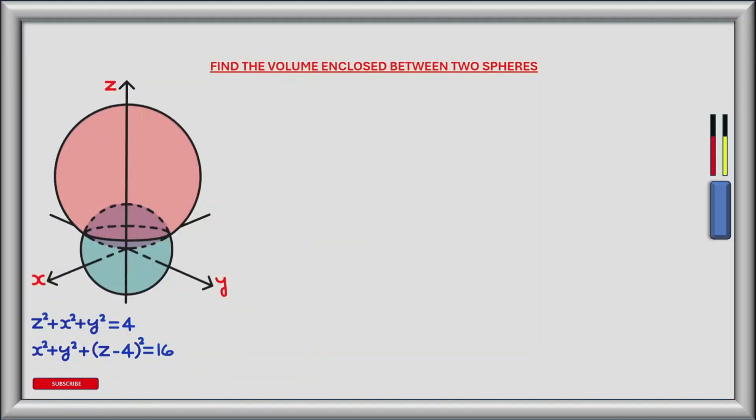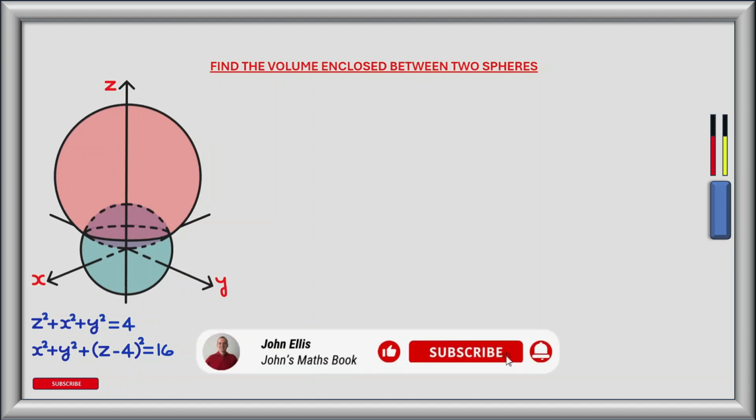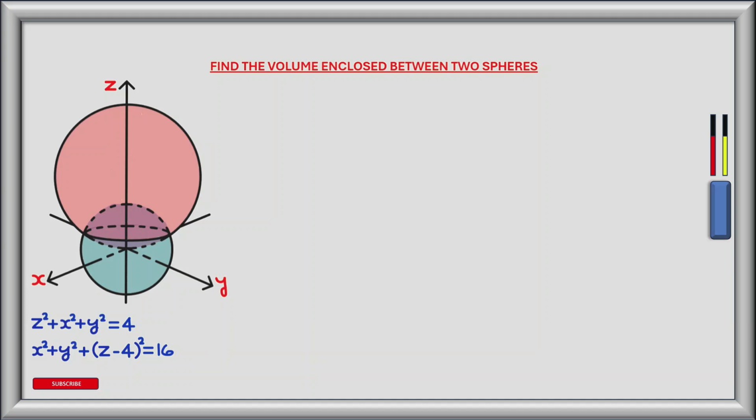Let's use triple integrals and cylindrical coordinates to find the volume enclosed between two spheres. In this example, one sphere is defined by the Cartesian equation x squared plus y squared plus (z minus 4) all squared is equal to 16, shown in red, and the other is defined by x squared plus y squared plus z squared is equal to 4, shown in blue.